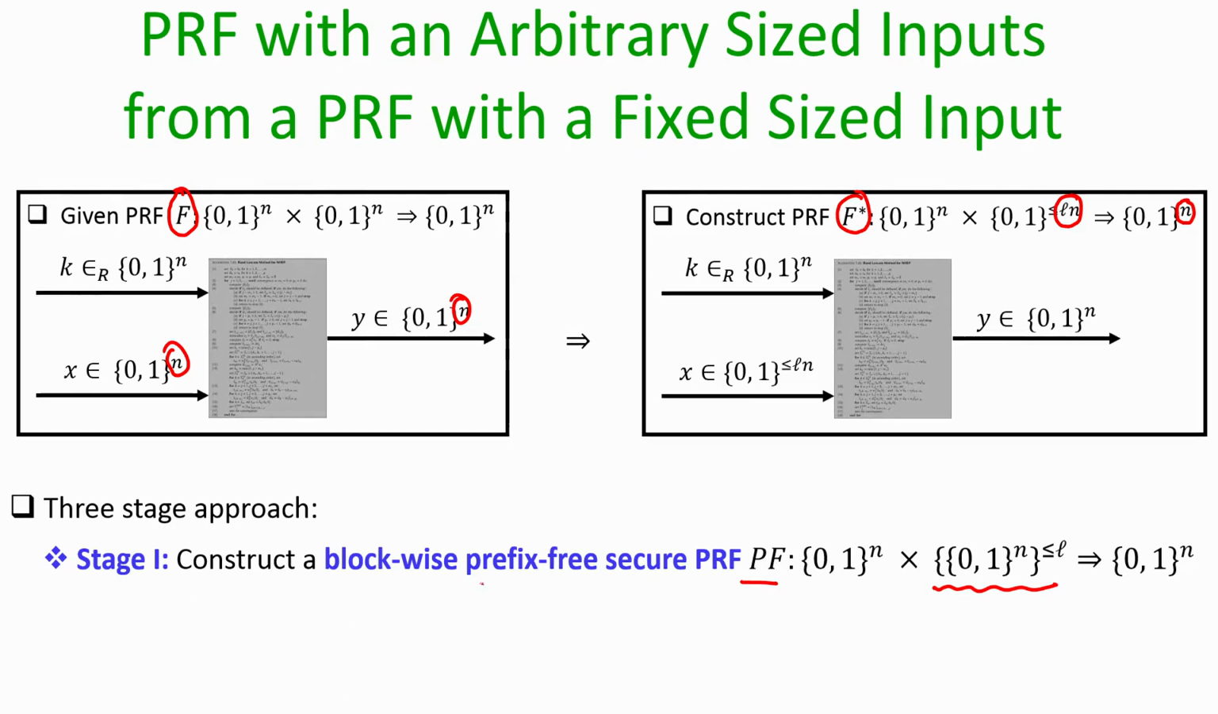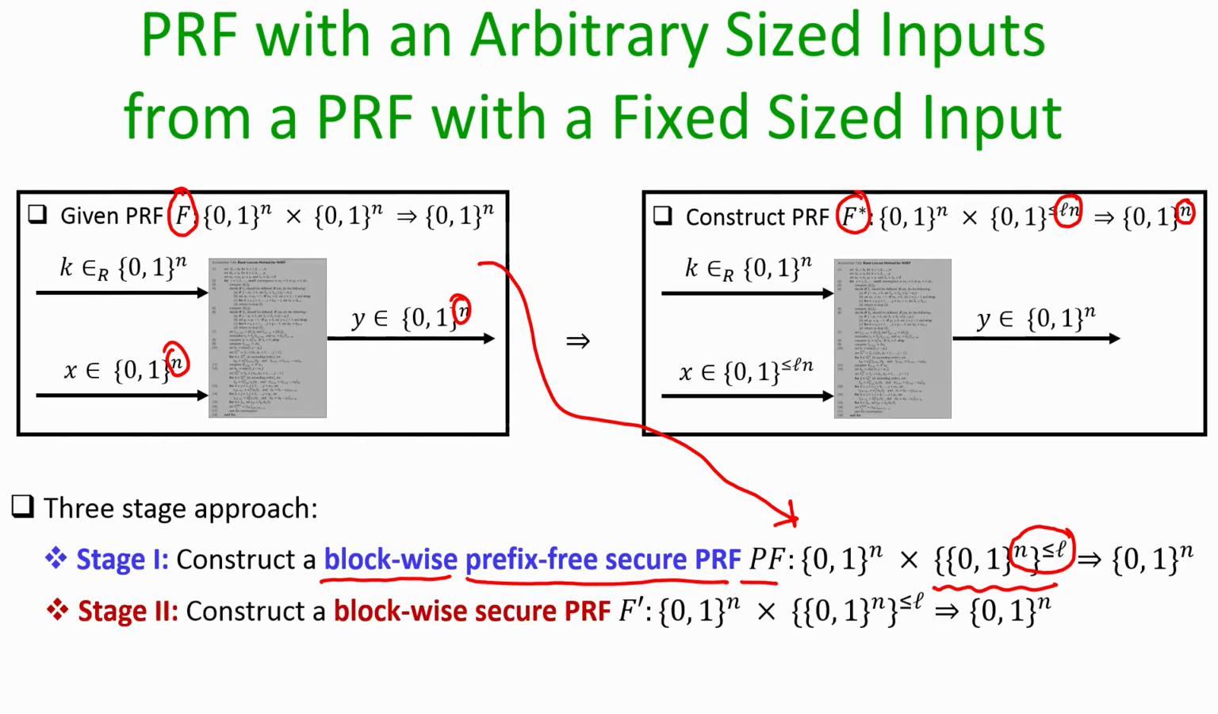It will be clear very soon what exactly we mean by the term prefix free secure PRF, but the important thing is that it does not support inputs of arbitrary length, but rather it supports inputs which are passed as a sequence of several blocks, and it can support inputs consisting of up to l blocks, where each block further consists of n bits. So, that is denoted by this notation. That means each block is of size little n bits and there can be up to little l such blocks.